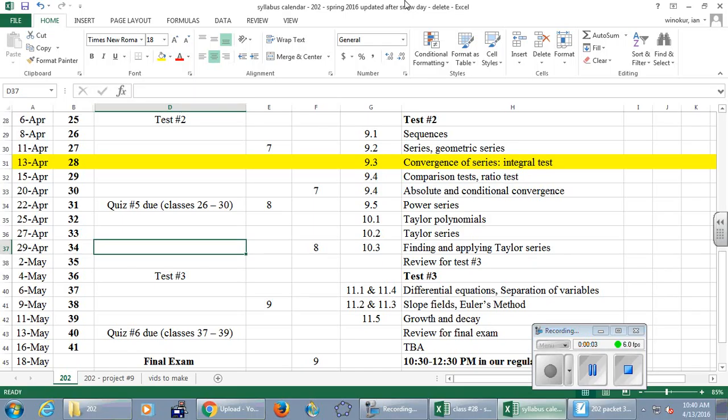So today is Wednesday, the 13th. Today we're covering section 9.3, which is convergence of series. We're going to start with something called the integral test.